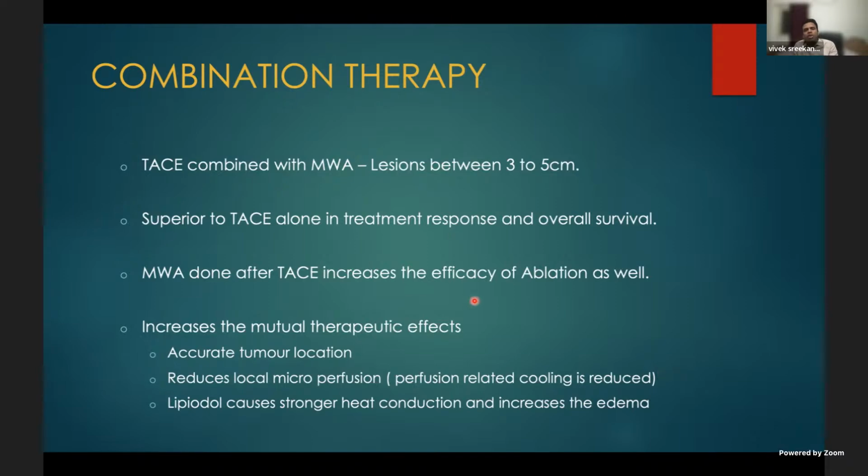So the ablation becomes more efficacious because there is no vasculature perfusion within the tumor. And the lipiodol which is deposited within the tumor also causes stronger heat conduction, and it also increases the edema, which again increases the heat conduction and causes an efficacious ablation. So this is how the combination therapy helps. And this is our new protocol in our day-to-day practice for the 3 to 5 centimeter lesions.